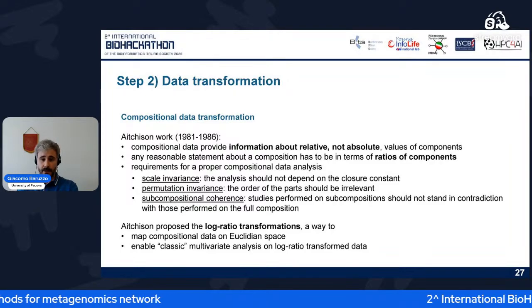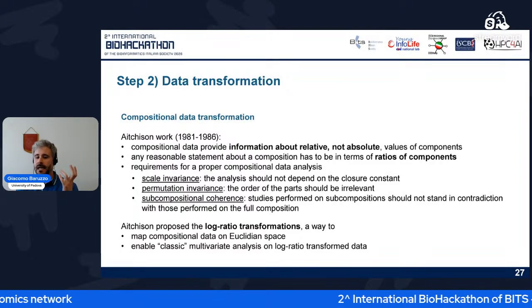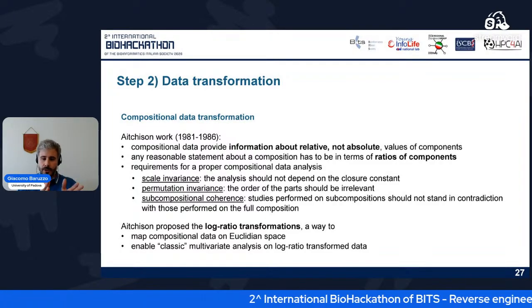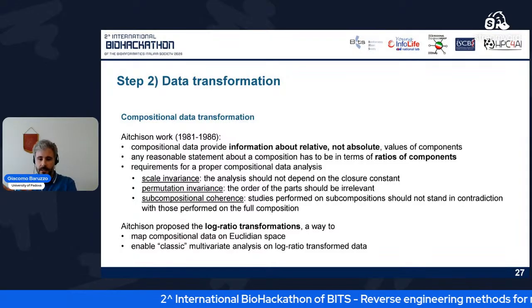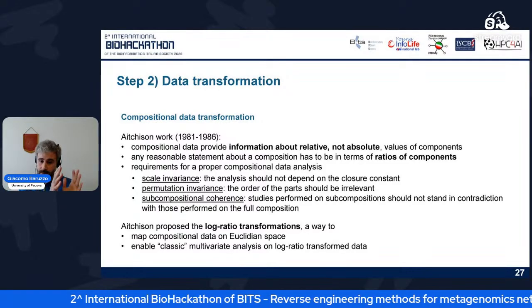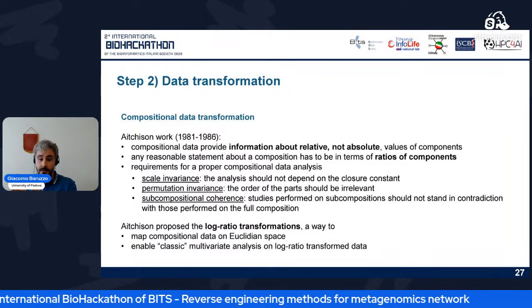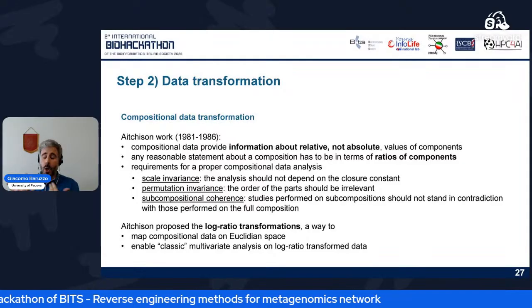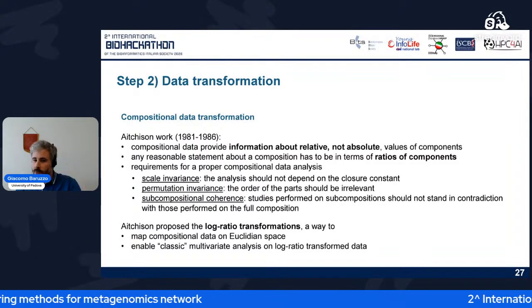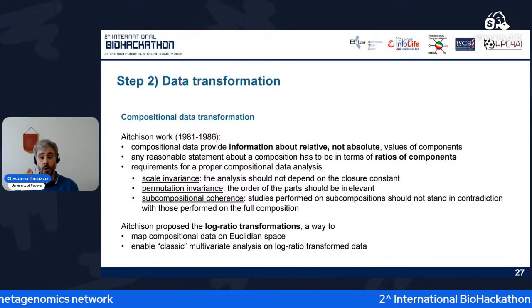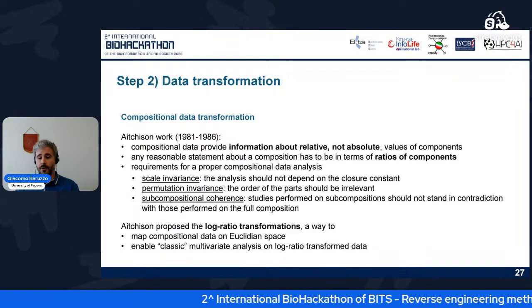It's really a family of transformations that, in a nutshell, allow you to map compositional data into Euclidean space. So to move from the simplex to Euclidean space, and so to enable again all the bunch of methodologies, regression, principal component analysis, Euclidean distance that you may want to use on your data. Aitchison proposed different log ratio transformations.